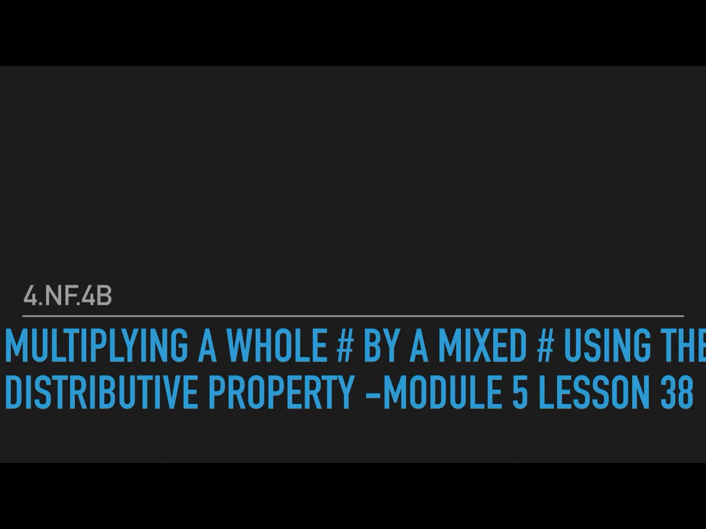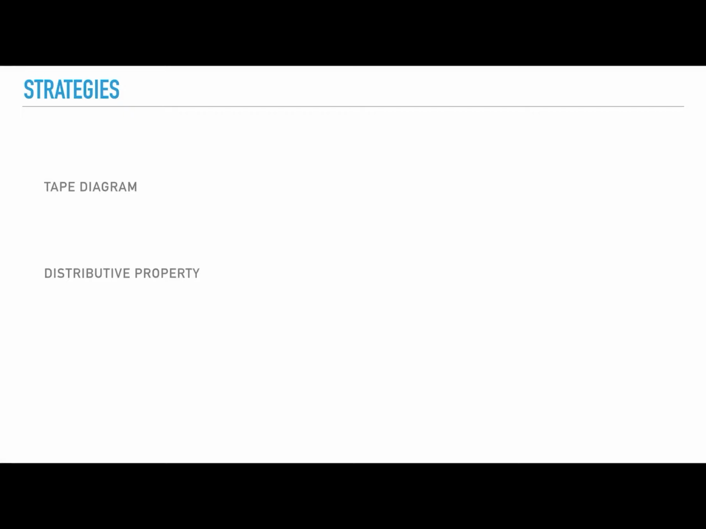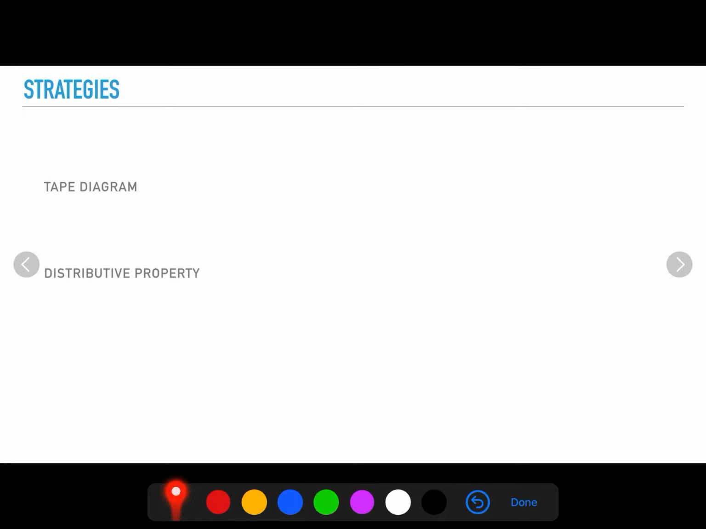In today's lesson, we are going to learn how to multiply a whole number by a mixed number using the distributive property. You guys, we're also going to be still using that tape diagram strategy, but our focus for today is the distributive property. Remember, the distributive property means that we're going to be decomposing part of our number or part of a number in order to multiply a little bit easier.